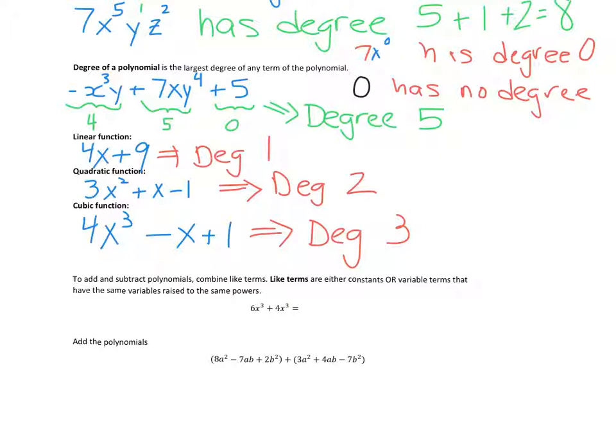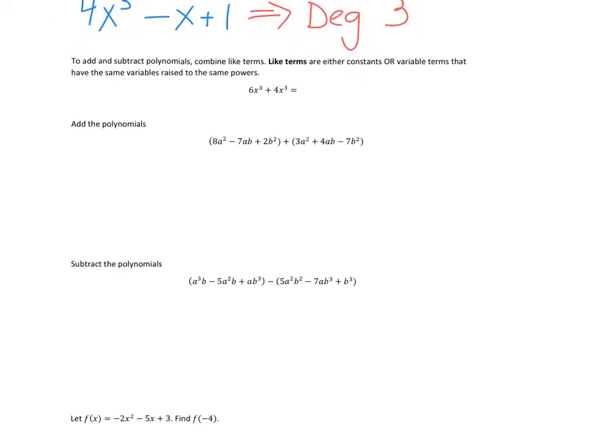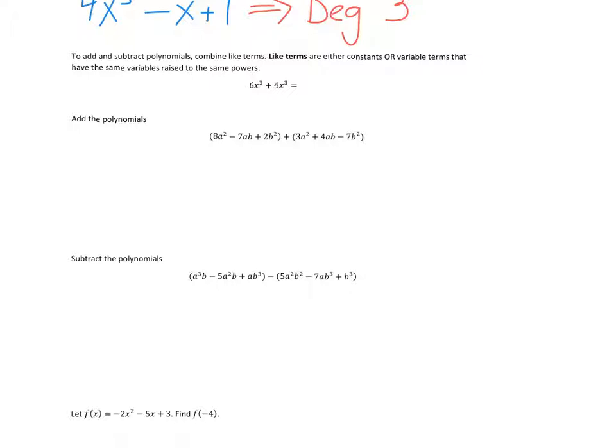Okay, so to add and subtract polynomials, we combine like terms. So now we're doing what this section is called after we got through all of our definitions. And we've talked about like terms before. Like terms are either constants or variables that have the same exponents. So everything is exactly the same. So let's take a look at this example, 6x cubed plus 4x cubed. We have a variable x, and it's raised to the same power. So these two terms are like terms. Same variable, same power.